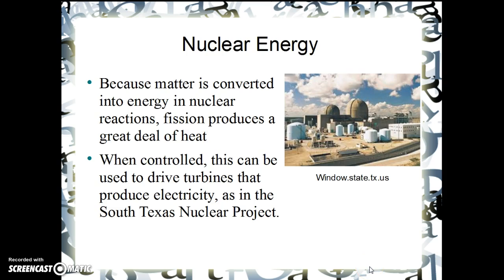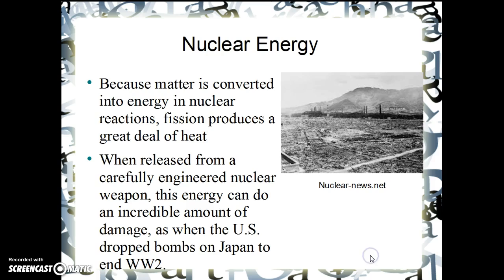Because matter is converted into energy in nuclear reactions, fission produces a huge amount of heat. When controlled, this can be used to drive turbines that produce electricity for human use. The South Texas Nuclear Project, which is close to the coast of the Gulf, is such a project, and that's been around since the mid-1970s.